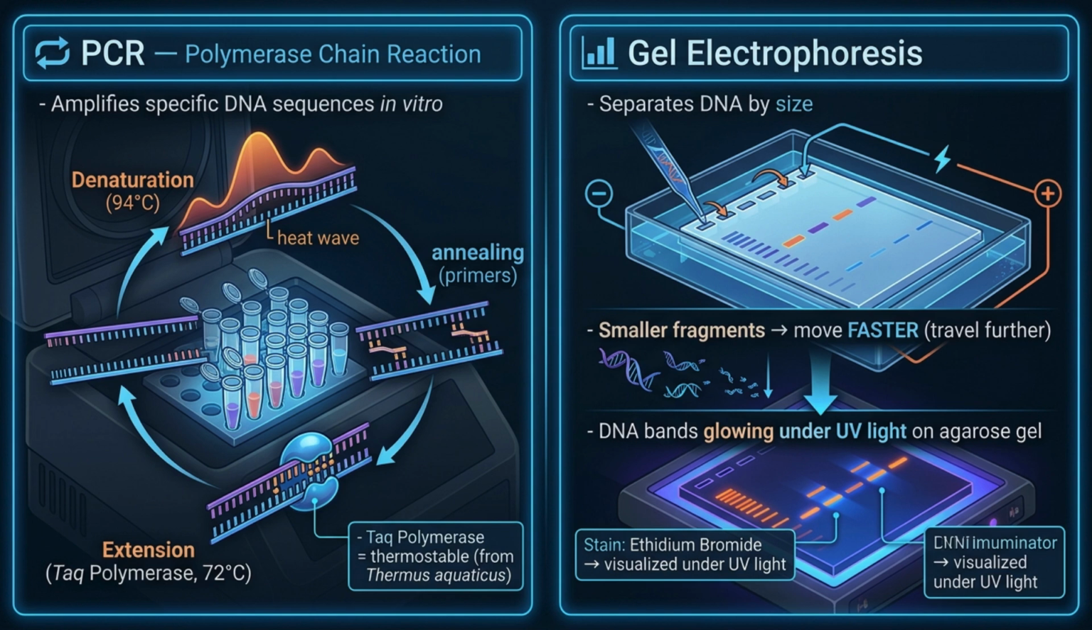After the PCR, we use gel electrophoresis to visualize the DNA. Smaller fragments migrate faster through the gel. They travel further. The gel is stained with ethidium bromide and viewed under UV light. Both of these are very frequently tested in NEET.